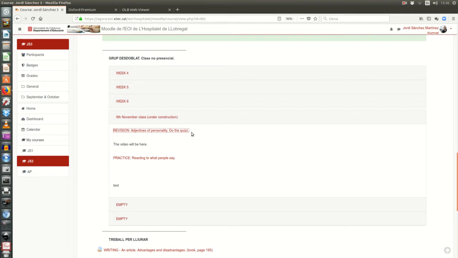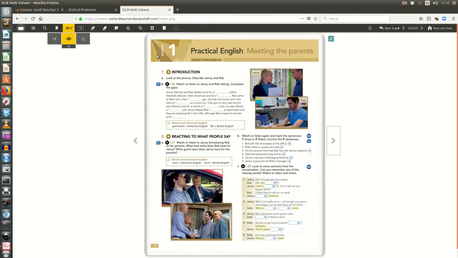After that, we're going to use the book. So we're going to go to page 16, and this is a type of unit called Practical English, and it appears every other unit. So we'll see this in unit 1, in unit 3, 5, 7 and 9, right?